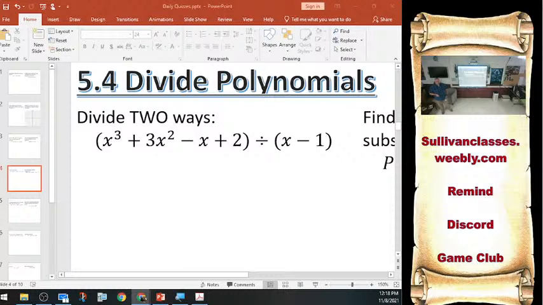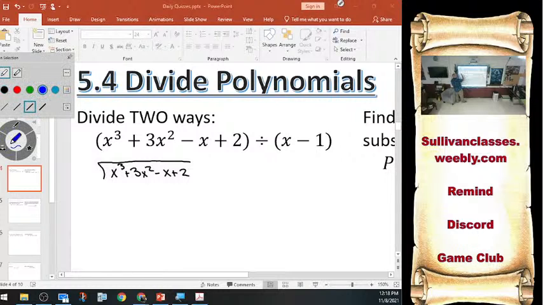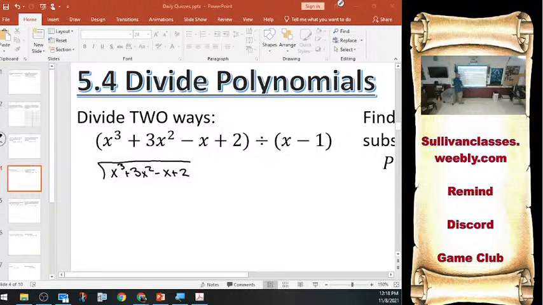Anyone still going? One potato? Okay. Two ways. Option one: long division. We got to know how to do it, because if I don't have a linear factor, this is my only fallback right now.